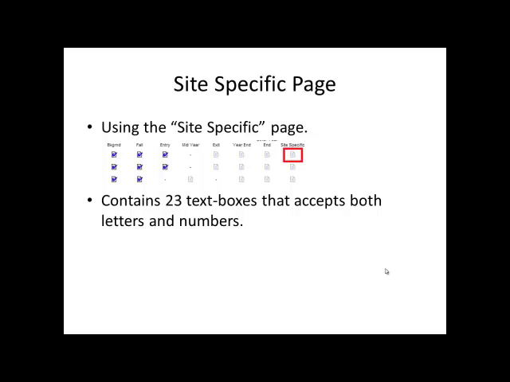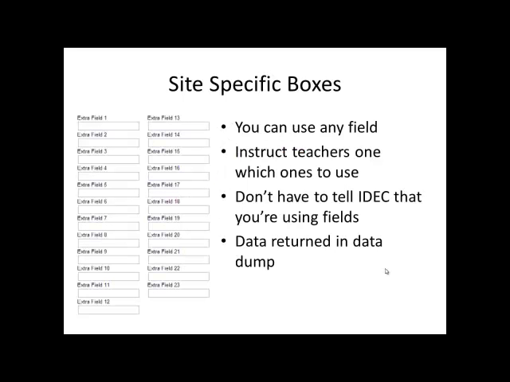Let's first talk about the site-specific page. You've probably seen this page on the website. It's the icon on the student data page that's all the way over to the right-hand side of the screen. If you click on it, the site-specific page will open up to a page that has 23 text boxes that accepts both letters and numbers. You can use any field on this site-specific page. You just need to instruct your teachers on which fields they should use.